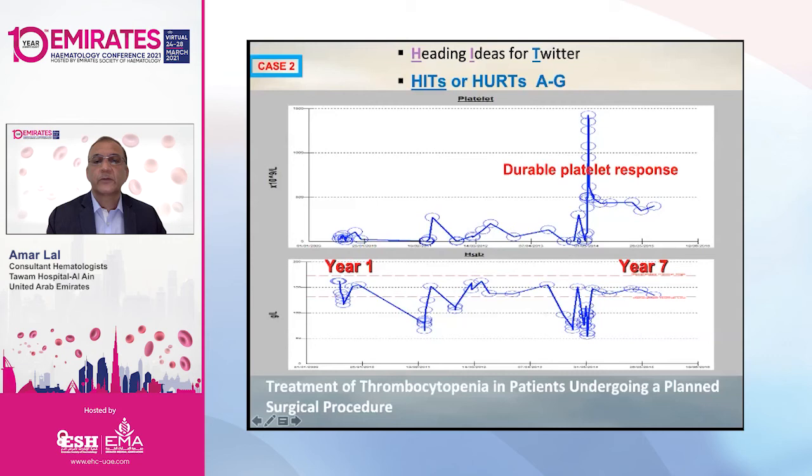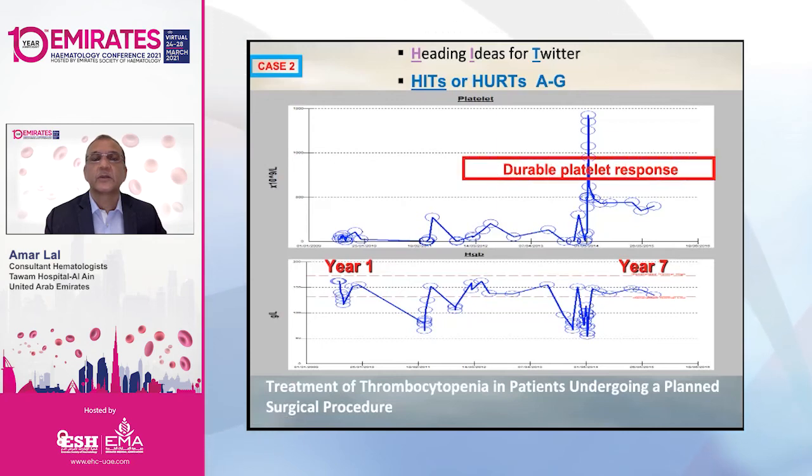So what we did, we got help again from romiplostim and platelets. We gave 2 injections of this and the count went up, and the surgeon was happy to remove the spleen, because when the platelets were 10,000 they were not happy to go to surgery. So this is a good response with the TPO help, and then splenectomy, then durable platelet response. This is how we hit the disease.